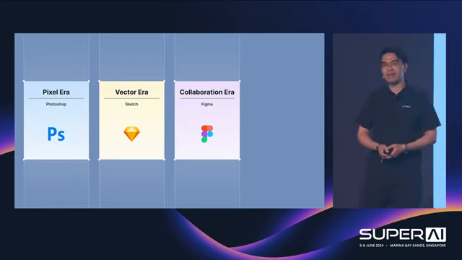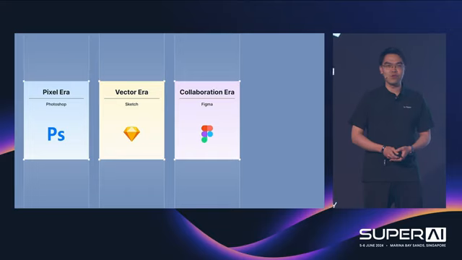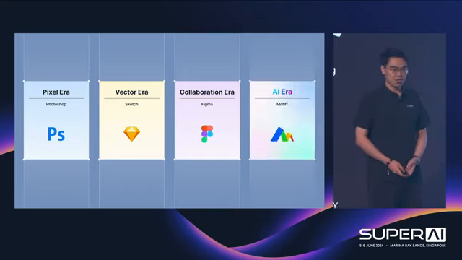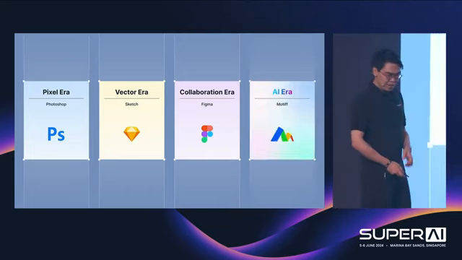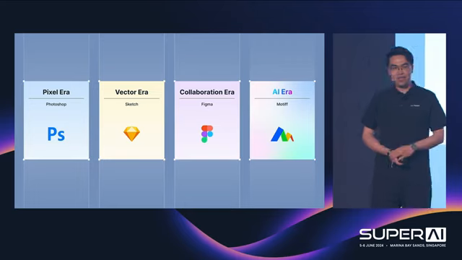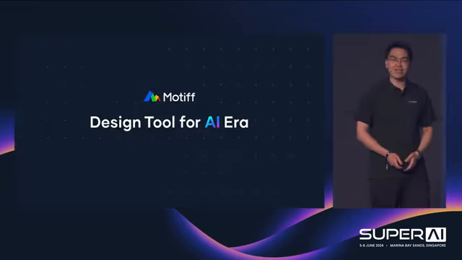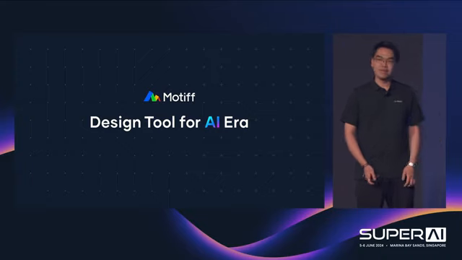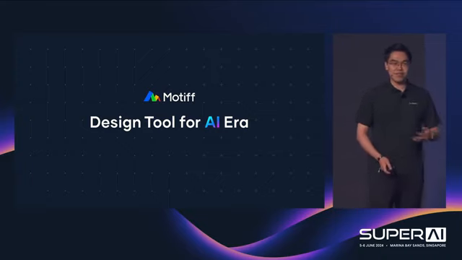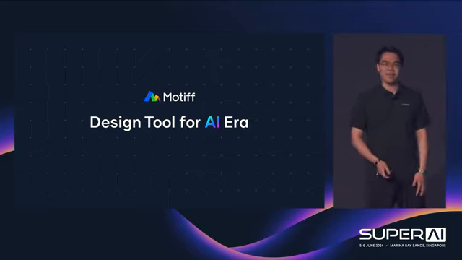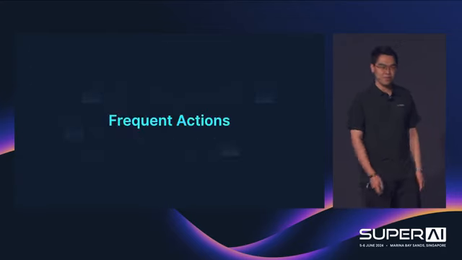So every time the era is changing, there is always a new design tool coming. So who is the next? Rather than think, just do it. So for Motive, we want to make a design tool for the AI era. And next, I'll give you some introduction about what we have achieved with AI in these 2 years.